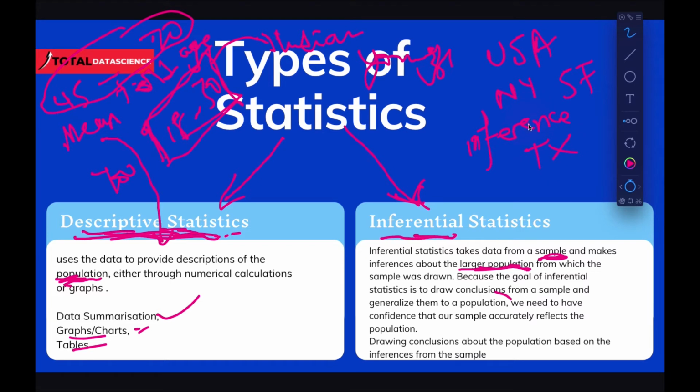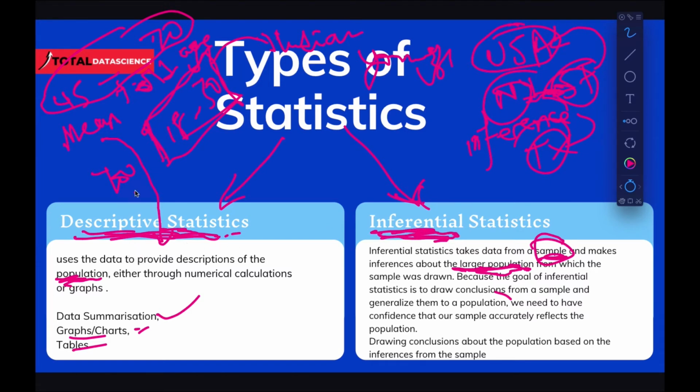We can pick states like that, and then based on the information that we get from these states, we can make a generalization on this whole country. We can actually get to know this country better based on the sample that we got from the whole data. So we use a sample to make inferences about the larger population. That is what inferential statistics is: using a sample to gain understanding of the population.